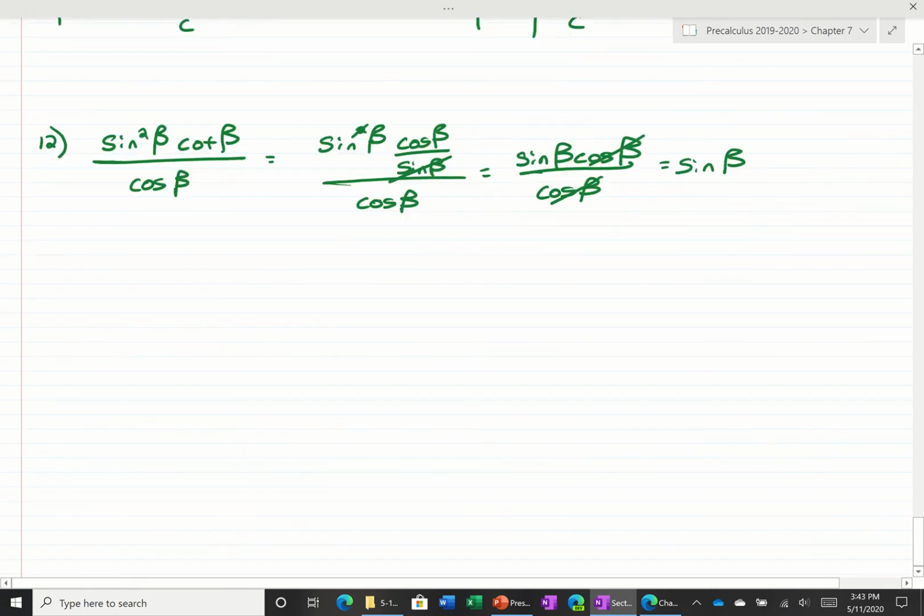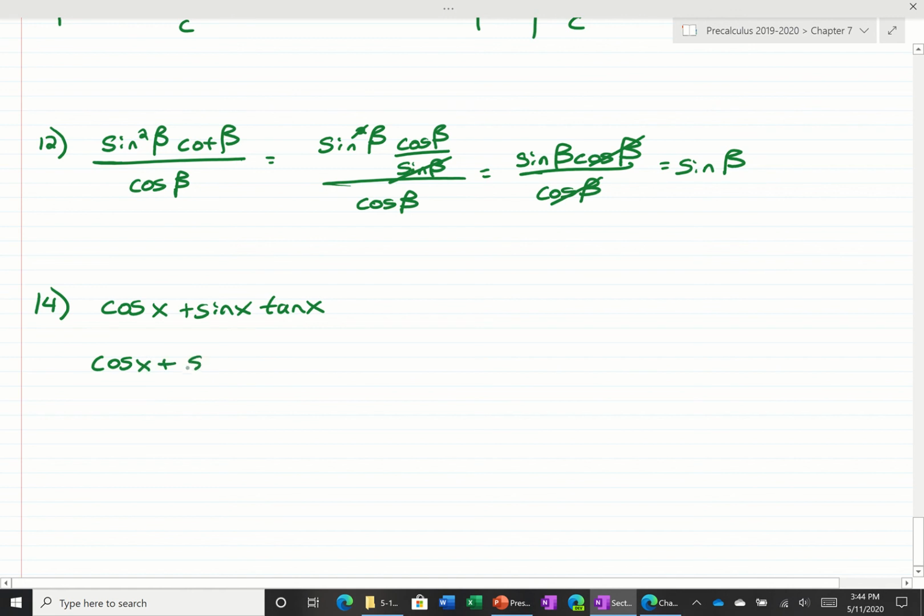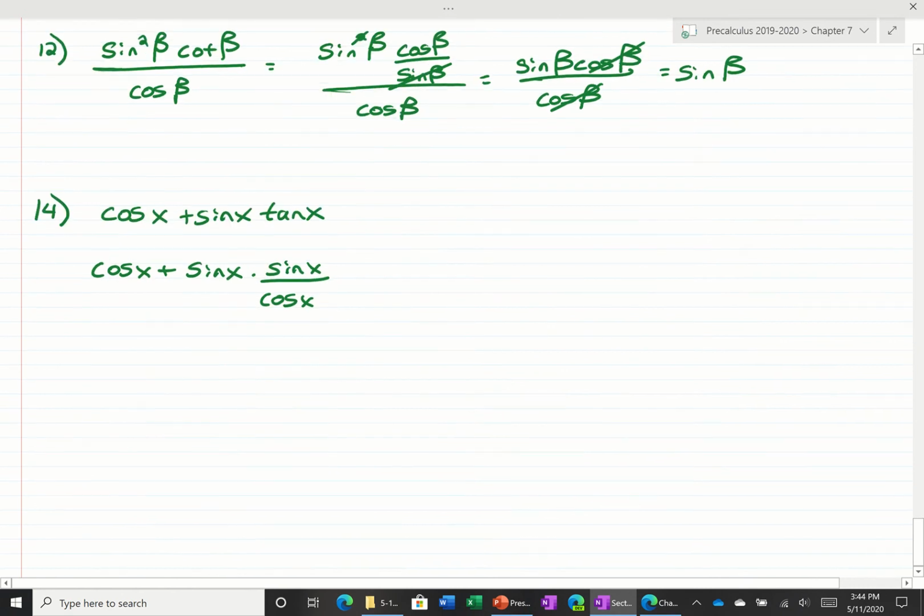Really, these kind of problems are less pre-calculus. They're really just all algebra. And for problem number 14, it says the cosine of x plus the sine of x, tangent of x. Let's convert to sines and cosines. Now I see we have a fraction and a non-fraction, so I'm going to get a common denominator on the cosine.